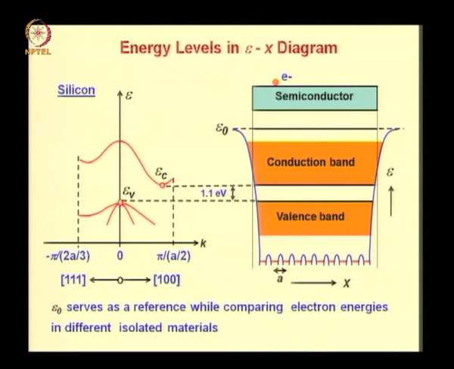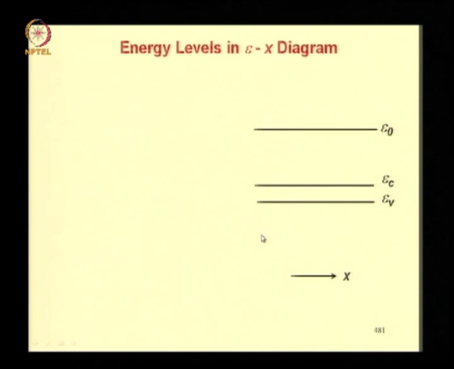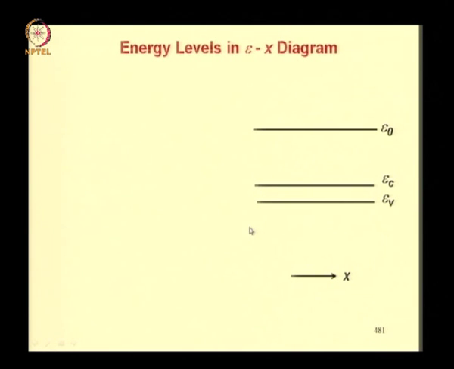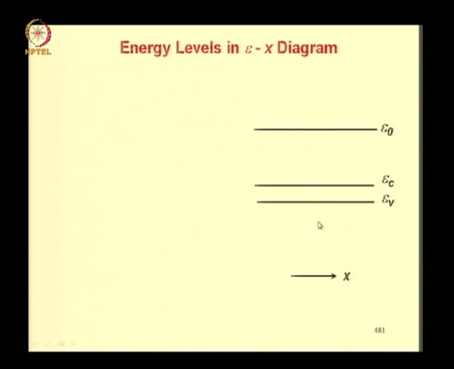Now E naught serves as a reference while comparing electron energies in different isolated materials. So E naught really is very important. In practice, we do not show the conduction and valence bands and crystal potentials because the energy band diagram, that is the E-x diagram, will become very complex. We just extract the levels E naught, Ec and Ev and show their variation with respect to x.